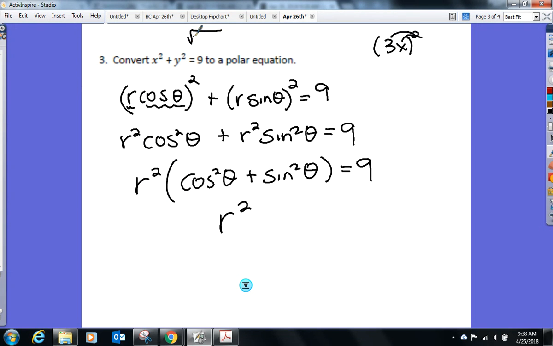This right here is not x plus y. It's not the same. Equal to 9. So what's your polar? R equals 3. Yeah, R equals 3.